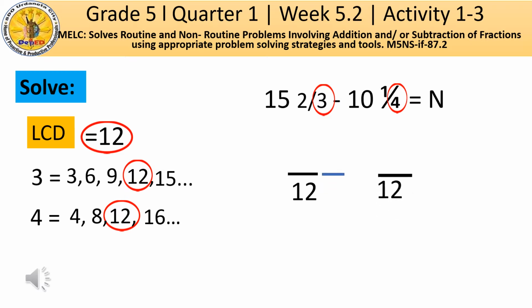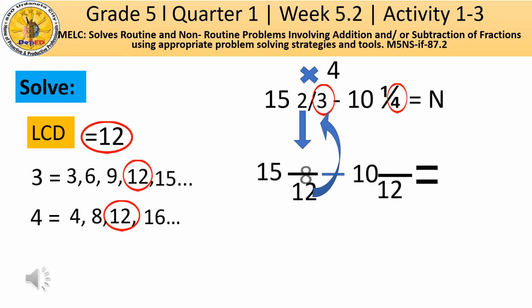Then let us continue. We need to put back the given whole numbers, which are 15 and 10. Then let us divide. 12 divided by 3 is 4. Then 4 times 2 is 8. Then 12 divided by 4 is 3. 3 times 1 is 3.